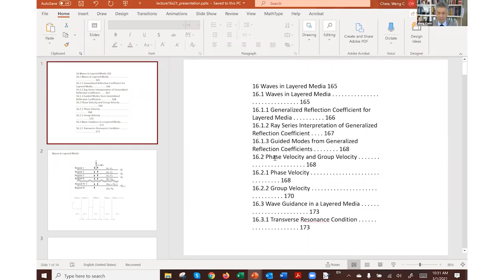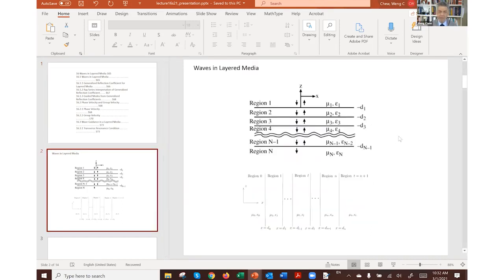The next topic that we would like to study is the phase and group velocity, wave guidance in layered medium, and so on. So let's get started.